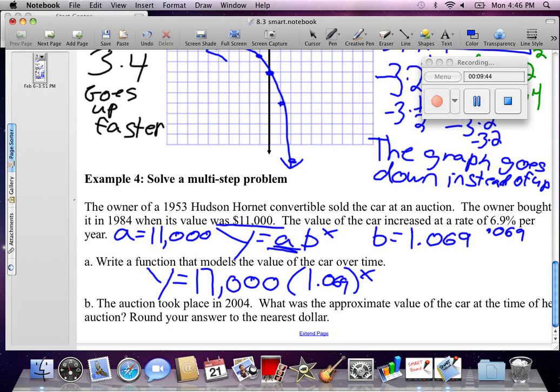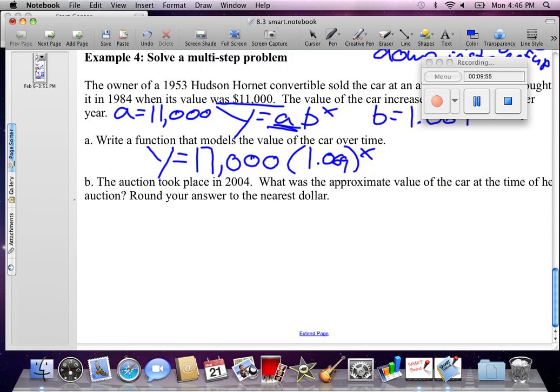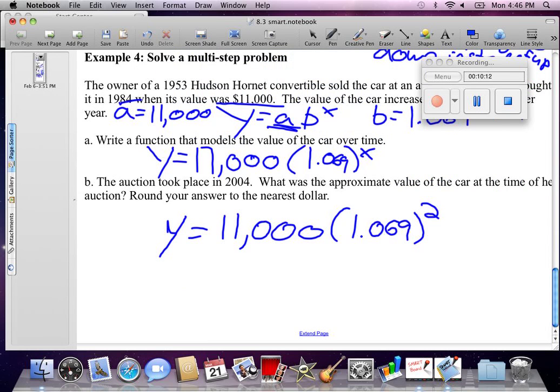So now we're looking at the next part of the problem. The auction took place in 2004. What was the approximate value of the car at the time to the nearest dollar? So since we're looking at time, the initial value of the car was at 1984. So how many years to 2004? It's 20. So you're going to get y equals 11,000 times 1.069 to the 20th, because it's been 20 years.